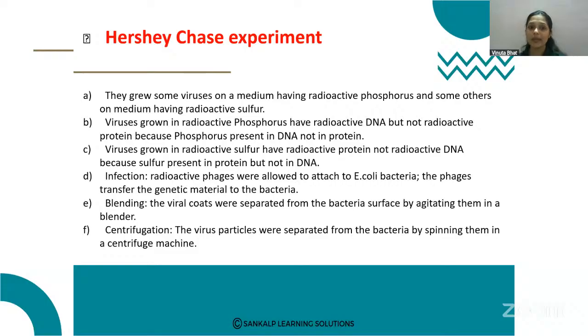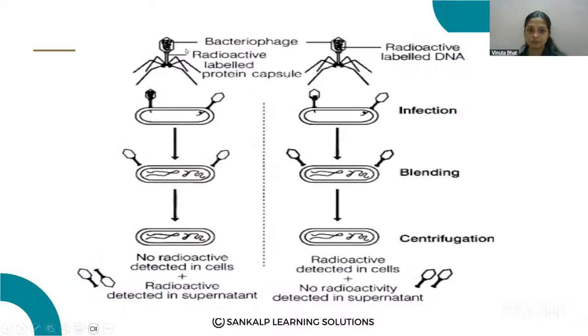And here is one more experiment, called the Hershey-Chase experiment. One of the very important experiments. They grew some viruses on a medium having radioactive phosphorus and some on a medium having radioactive sulfur. This is the bacteriophage virus.